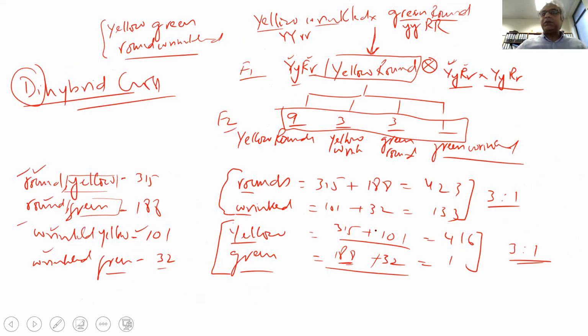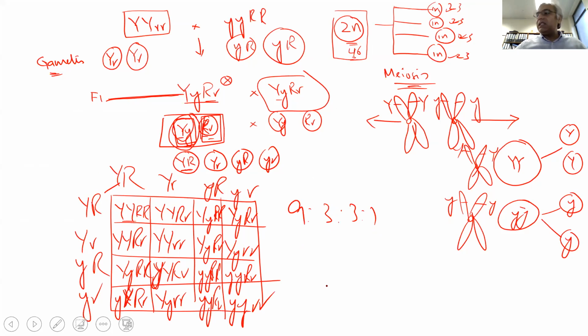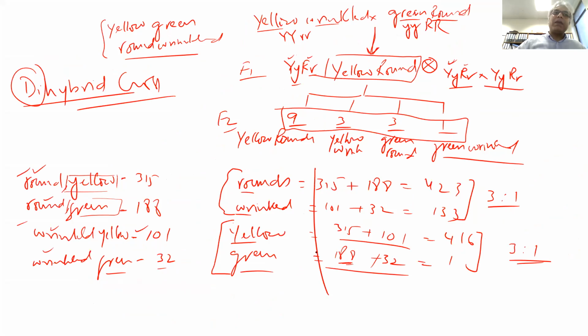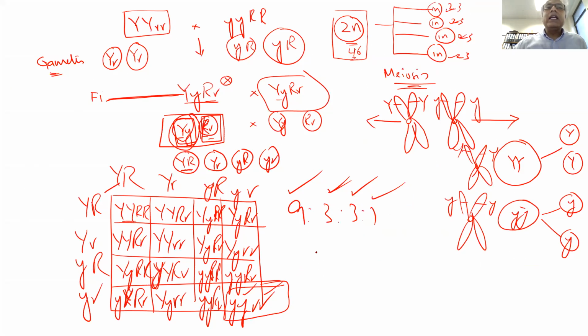the 9:3:3:1 ratio, which was from these numbers, okay? And here, when you look at these, you will get 9 round yellow, 3 round green, 3 wrinkled yellow, and 1 wrinkled green. This is the homozygous recessive parent. Green, wrinkled.